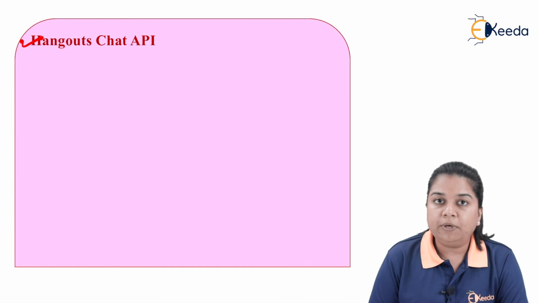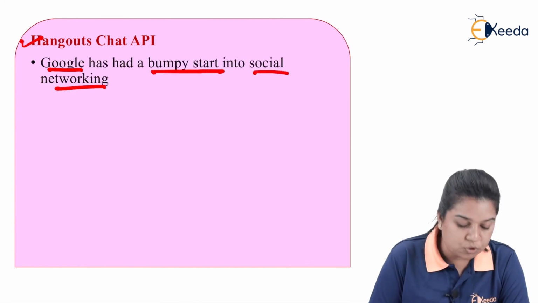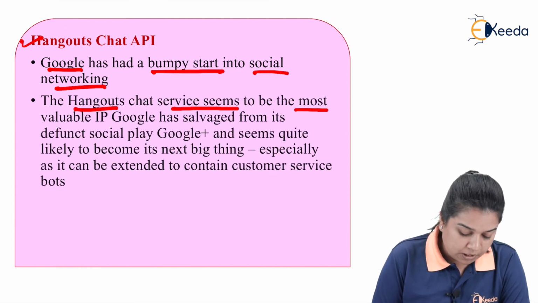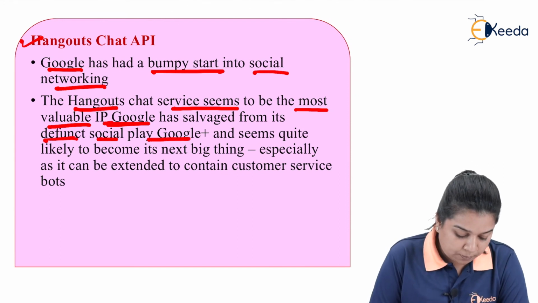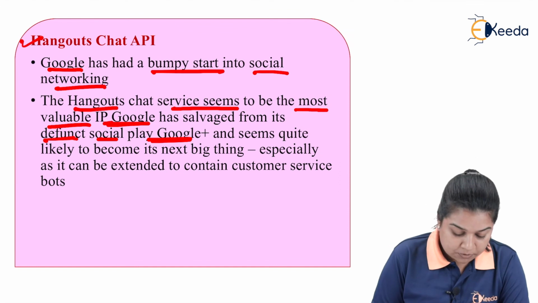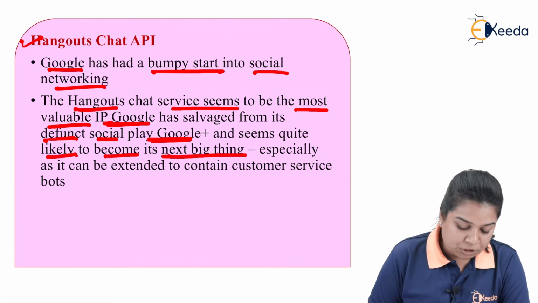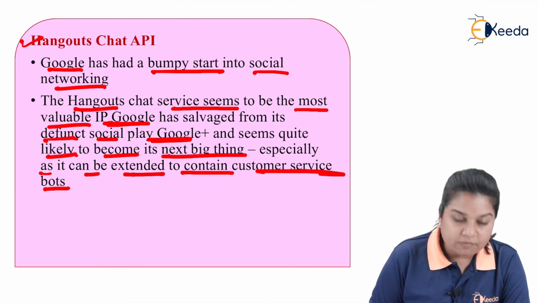Hangout Chat API. Google has had a bumpy start into social networking. The Hangout chat service seems to be the most valuable IP Google has salvaged from its defunct social play Google Plus and seems quite likely to become its next big thing, especially as it can be extended to contain customer service bots.